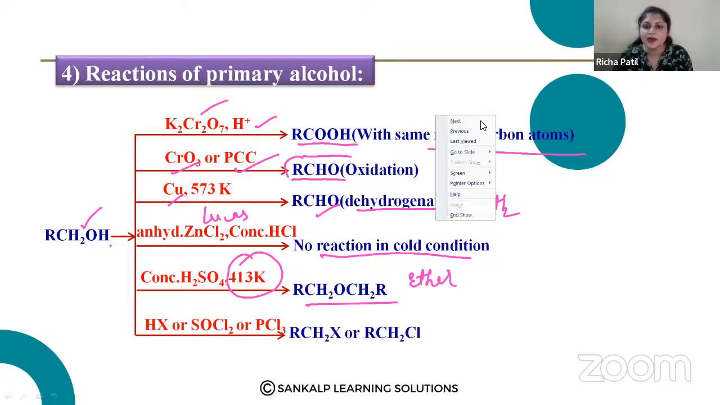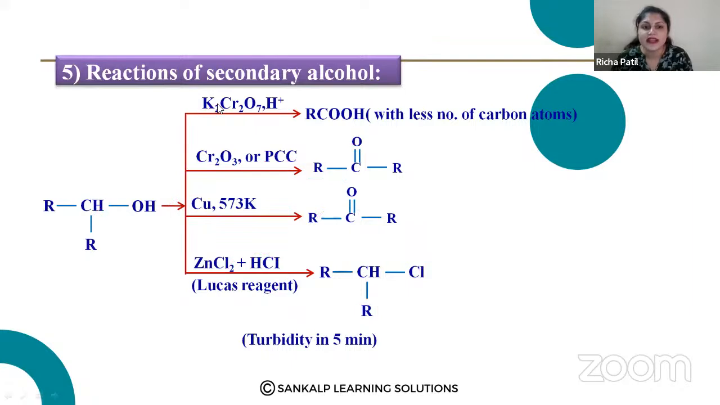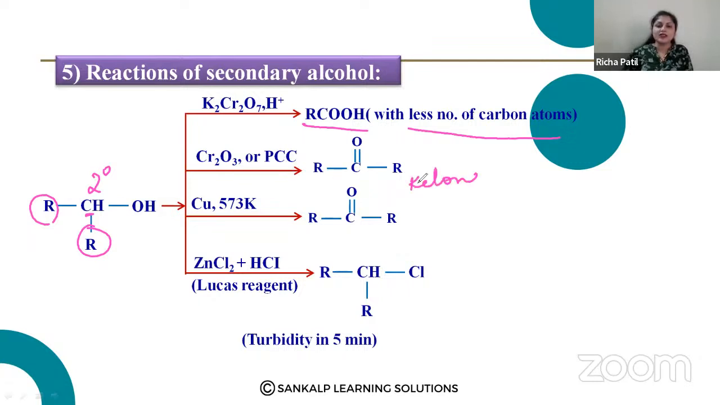So we'll go to the next one. Next is the reaction with secondary alcohol. As we had discussed the primary alcohols, we'll see the reaction with secondary alcohol. So this is the secondary alcohol. Oxygen is attached to the carbon, which further has two alkyl groups. Secondary alcohol, when treated with an oxidizing agent like potassium dichromate, yields what? Carboxylic acid. But here, in the first case the number of carbon atoms remains the same, but here there is a smaller number of carbon atoms. Then if you treat it with chromate, Cr2O3 or PCC, you yield a ketone.